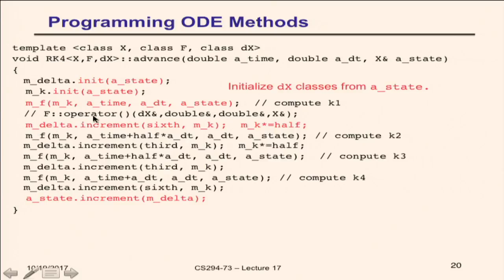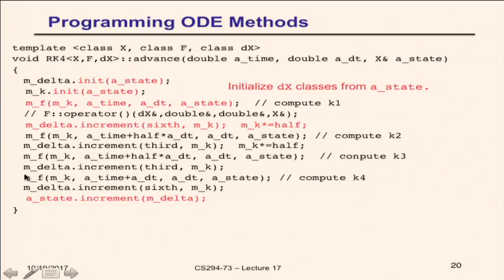Delta, you increment. So at every stage of Runge-Kutta, what you do is you accumulate the increments of the solution inside of m_delta. That's what you use increment for, and you multiply by a number. It's a sixth or a third, depending on what stage of Runge-Kutta you're at. And then you are constantly evaluating right-hand side, increment, evaluate right-hand side, increment.